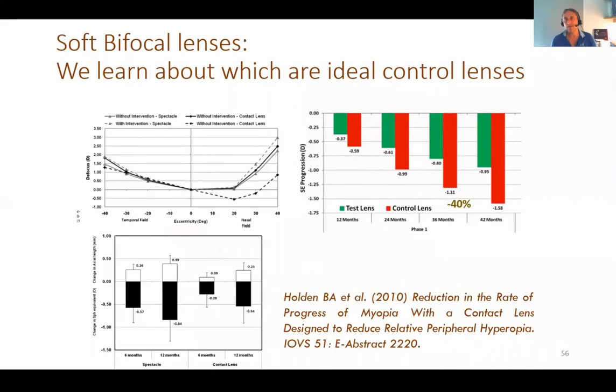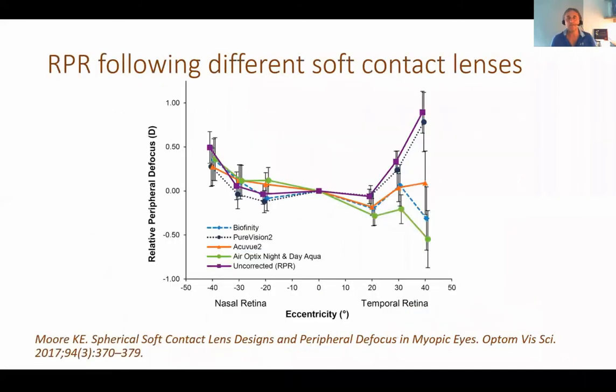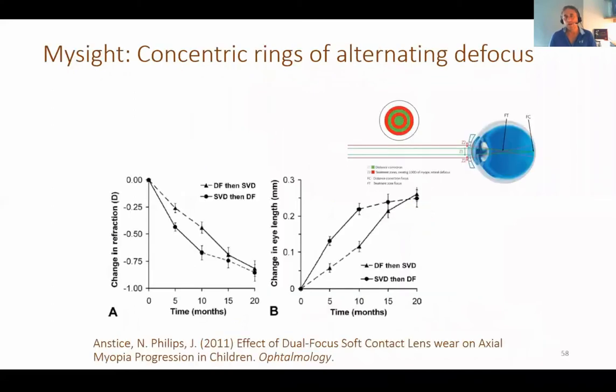So we need to understand that the test lens should do a better result if they compare to another lens that does not change peripheral refraction. So this is the first thing we need to understand, that the lens we use for control should not change peripheral refraction. Like, for example, it should be Pure Vision too. Now we are moving to my side.